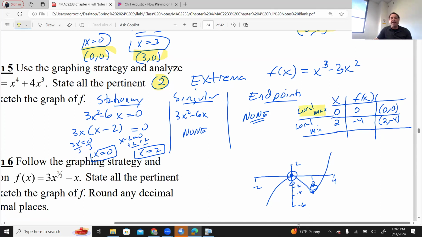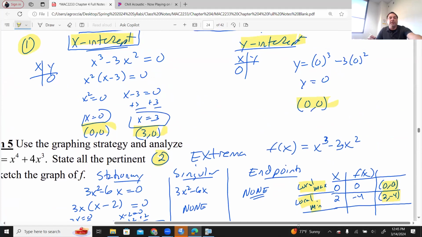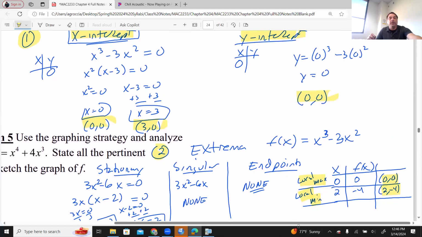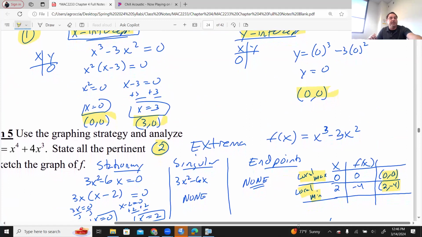We've discovered a local max at 0, 0. We've discovered a local min at 2, -4. We also know that there's 2 x-intercepts and 1 y-intercept, and 1 point actually is all of them. 1 point is an x-intercept, it's a y-intercept, and it's a local max, all at the same time, 0, 0.